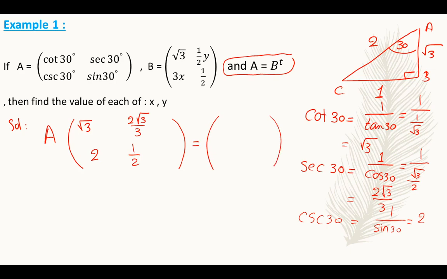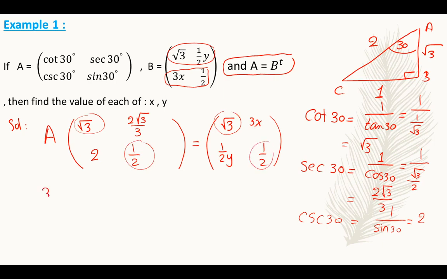So we have to find the transpose of the matrix B by replacing the rows with columns. This is the first row, we have to transpose it, so it will be root 3 and half y. And this is the second row, we will replace it with a column, so it will be 3x and half. Now you can see that this is root 3 and this is also root 3, and here we have half and here we have half.